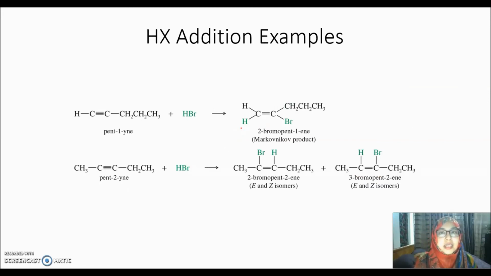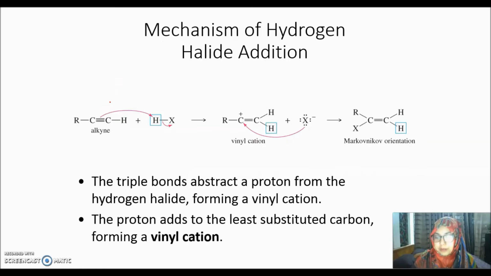Now, this is an HX addition example. Again, this will follow the Markovnikov rule, where you will add hydrogen to the carbon with more hydrogens. So in this case, you see this carbon has more hydrogens, this carbon doesn't have any hydrogens. You will follow that.